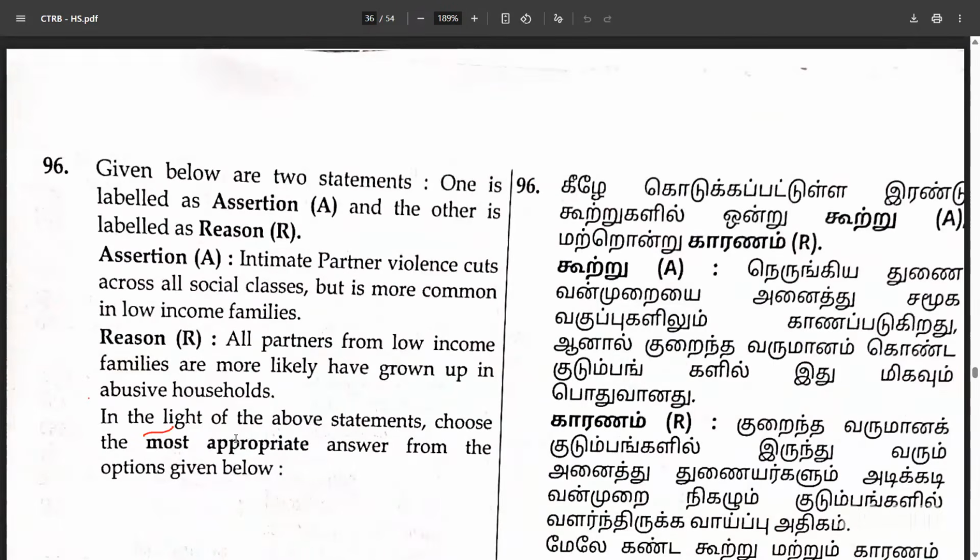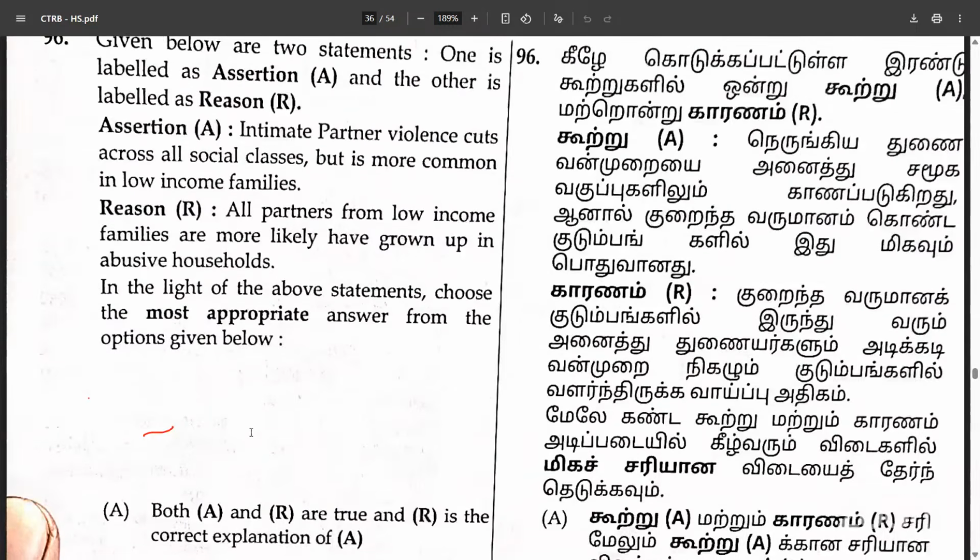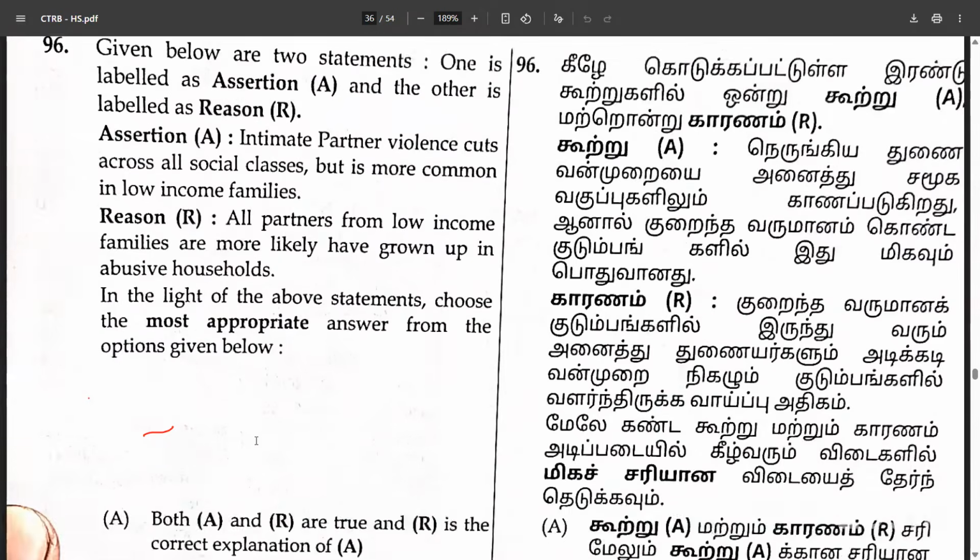Coming to the next question, the assertion is intimate partner violence cuts across all social classes, but it is more common in low income families. The reason is all partners from low income families are more likely to have grown up in an abusive household. So here A is true and R is not the correct explanation of the assertion.